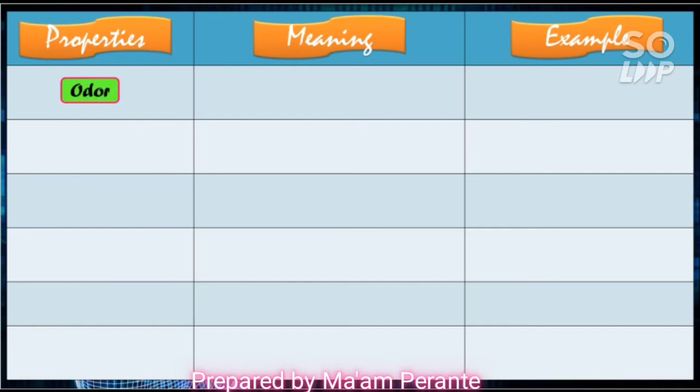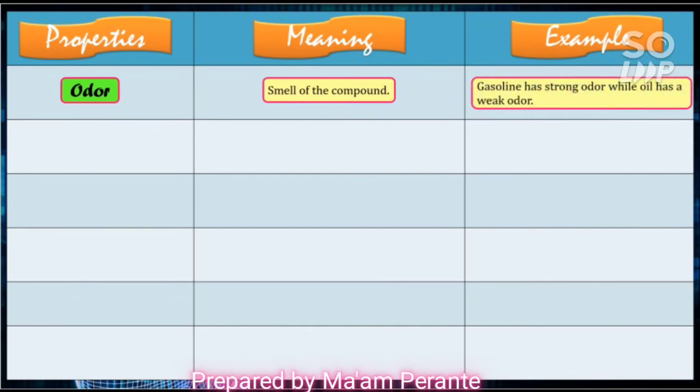First in line, we have the odor. When you say odor, it is the smell of the compound. When you smell it, you can tell if the element or compound has a strong or weak odor. For example, gasoline has a strong odor, while oil has a weak odor.